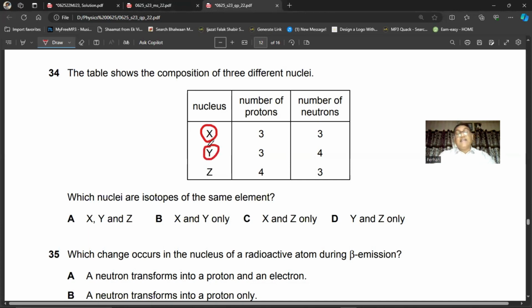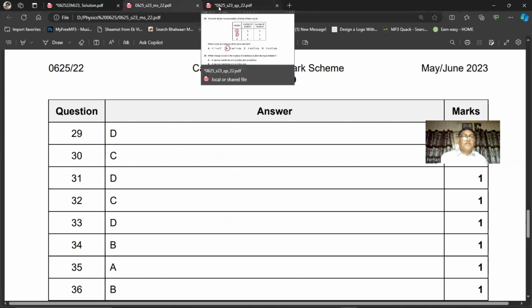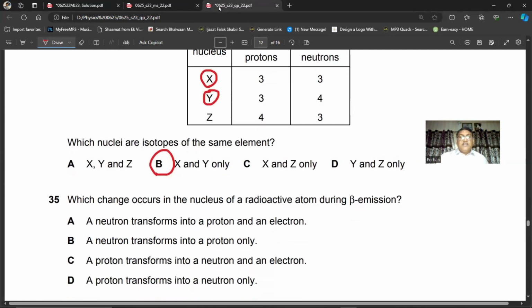They are the isotopes of the same element, because you see their number of protons are the same and number of neutrons are different from each other. So they are isotopes of the same element. So X and Y. So B is the answer, sir. Question number 34, B is the right answer, sir. Okay, so that was question number 34.